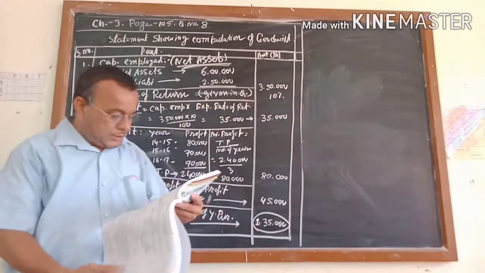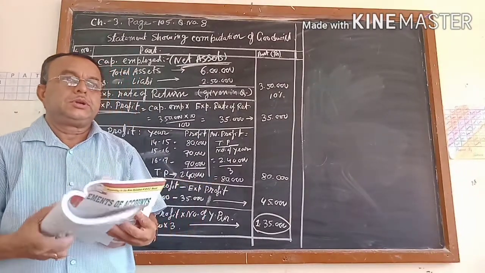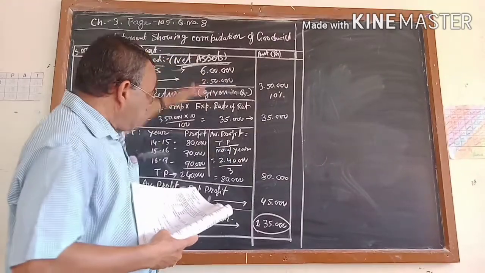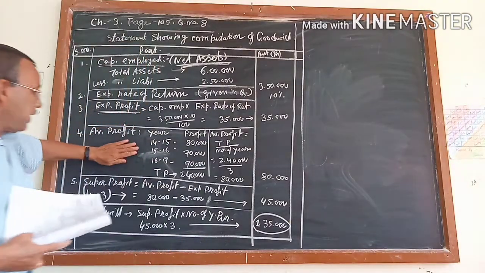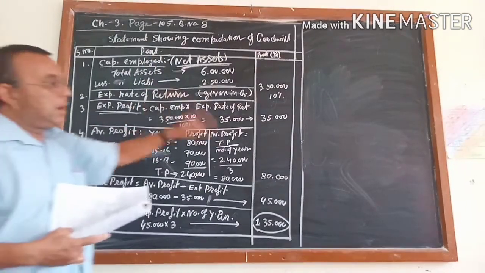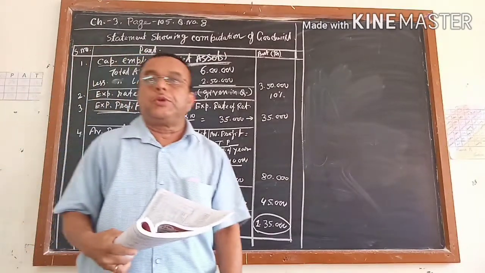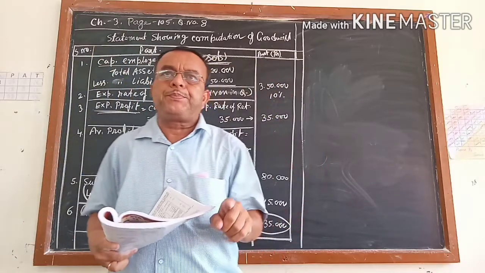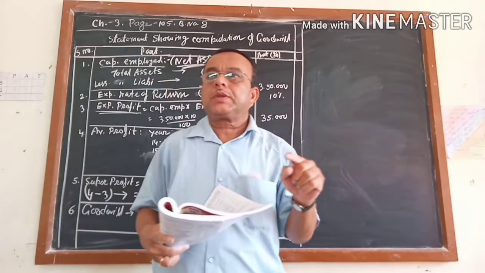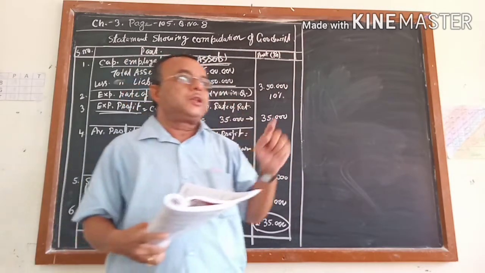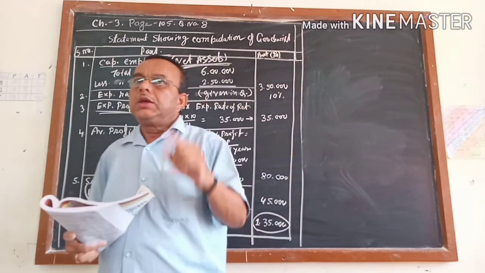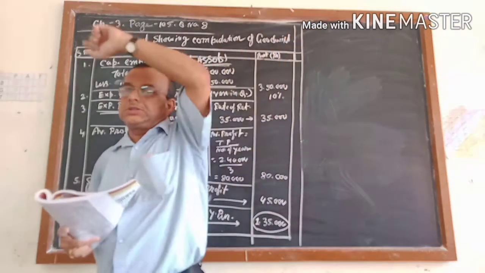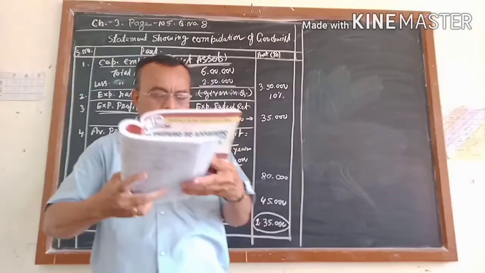Now let me say the next question, question number 9. What is the difference between question number 8 and question number 9? You will find all the steps are the same. Only here we applied the simple average profit method, and there we have to apply the weighted average profit method. I already told you, the simple average profit method you will apply only if profit is fluctuating, increasing or decreasing. The weighted average profit method you will apply only if profit is either increasing throughout from the first year to the last year or decreasing.